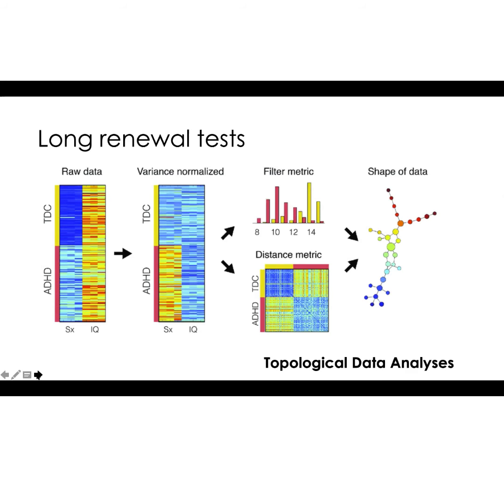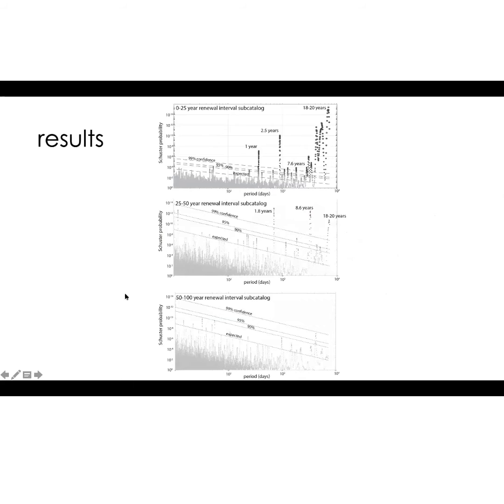So let's get to the results. Here are the results for the Schuster spectra. And what we did is divide the catalog, the whole natural catalog, into bins based on the renewal interval of the events. So remember, what we're looking for is a consistent structure such that earthquakes with more similar renewal intervals behave in a similar way to each other, and events that have very different renewal intervals are behaving very differently from each other in time.